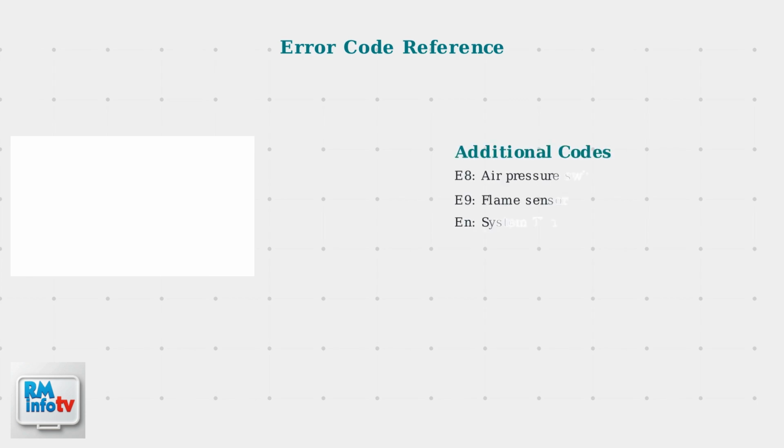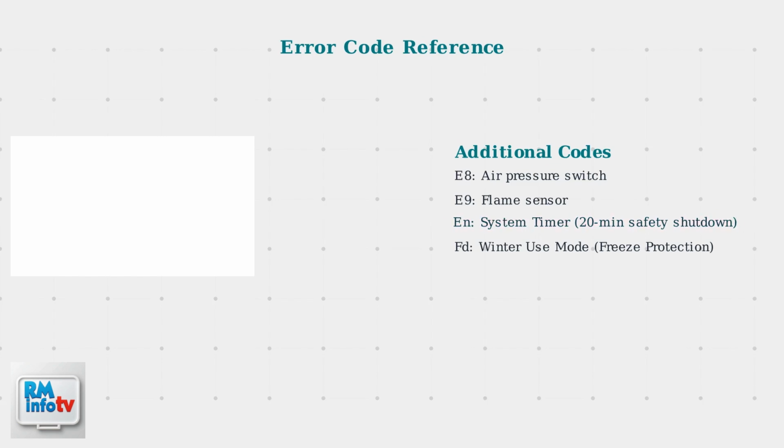The N error appears when the unit automatically shuts down after 20 minutes of continuous operation as a safety feature to prevent unattended operation due to leaks or open faucets. The FD code indicates the water heater is operating in winter use mode for freeze protection, which is normal during cold weather operation. When troubleshooting these error codes, use proper testing equipment like a multimeter to verify electrical connections and component functionality.